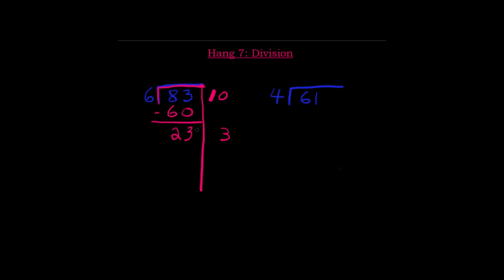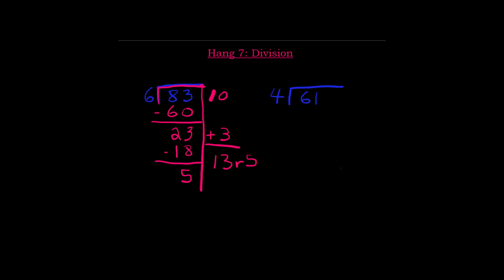I line them up next to where I'm working. So 3 times 6 is 18. We're going to subtract again, and we get a 5. 6's cannot fit into 5. So for our answer, we're going to add up whatever's on the side of our 7. 10 plus 3 is 13, and we have our remainder of 5. So the answer to 83 divided by 6 is 13, remainder 5.